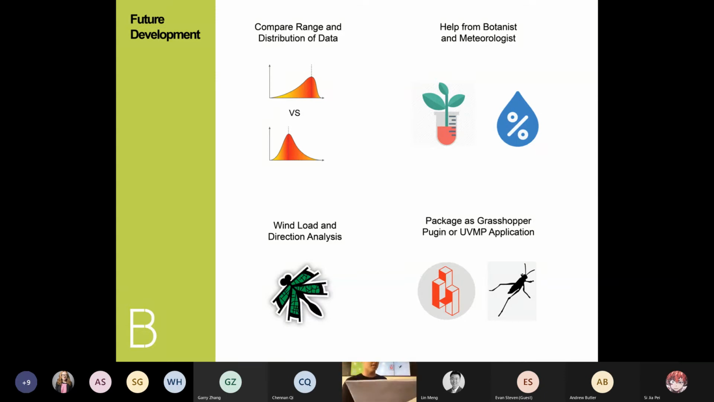Lastly, to deliver this tool accessibly into the AEC industry, I'm planning to either package it as a Grasshopper plugin, it's going to be called Lorikeet, or as an application on an urban virtual modeling platform like Giraffe.